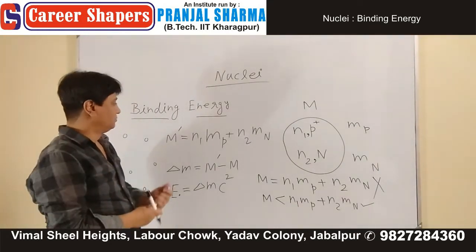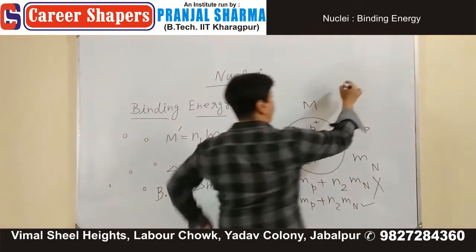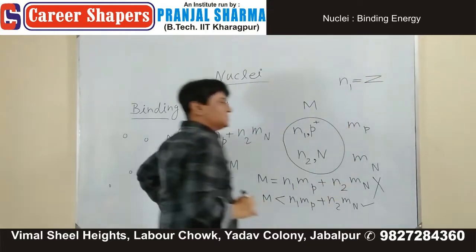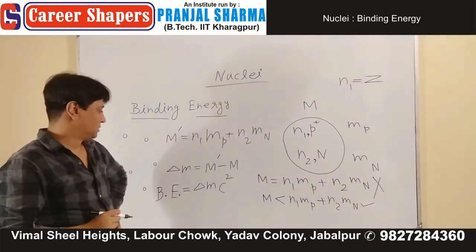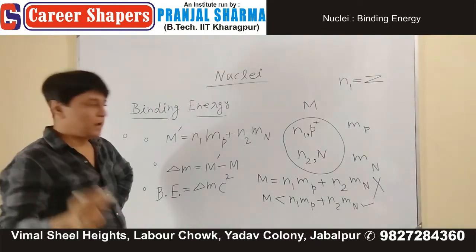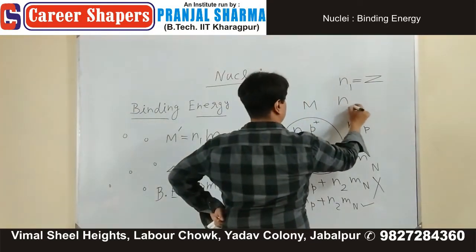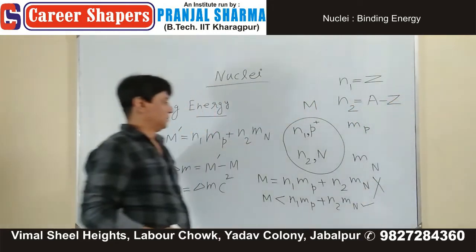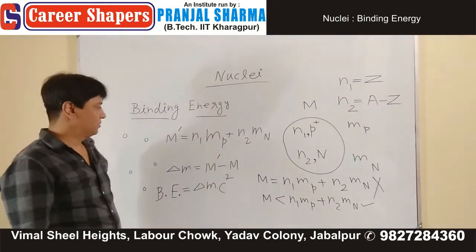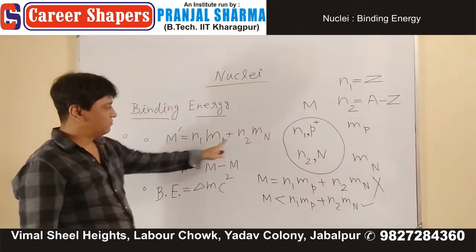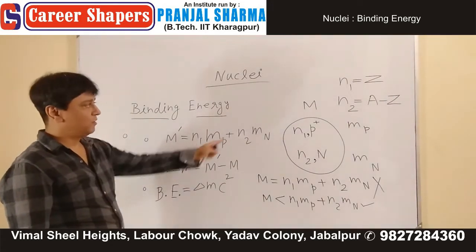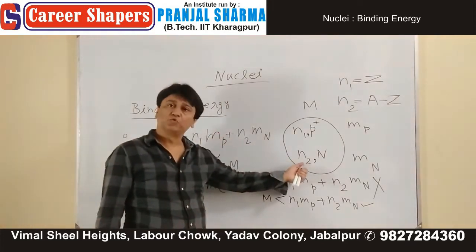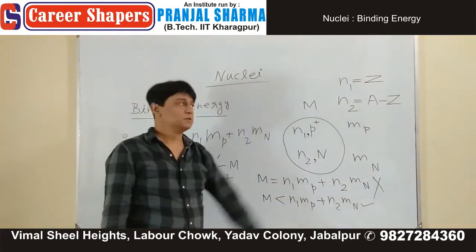Now we can also write N1 as Z and N2 as A minus Z. For simplicity, I have used N1 and N2. You can put value of N1 as what? Z. And number of protons will be what? A minus Z.